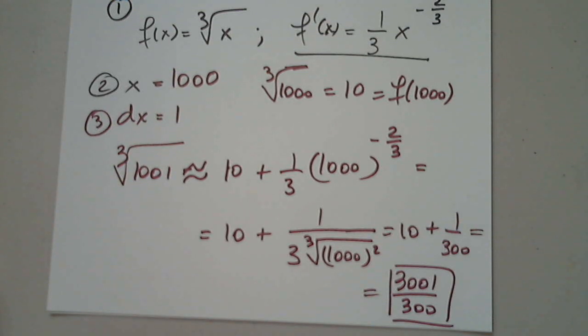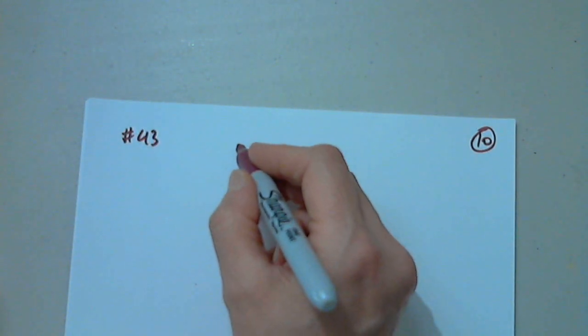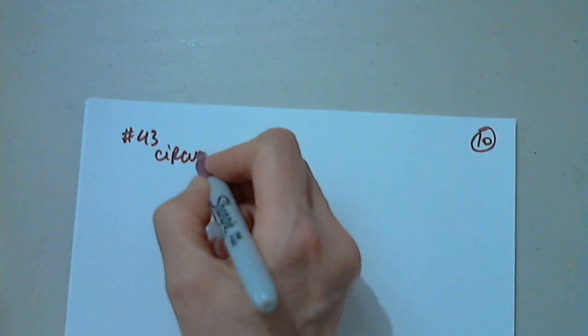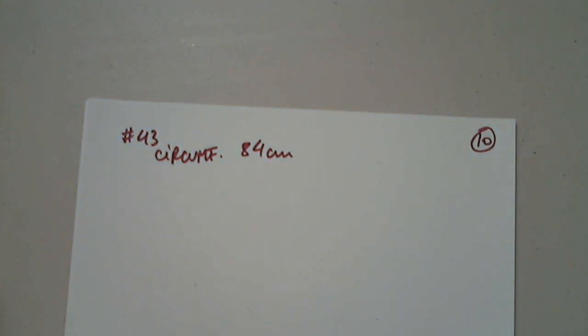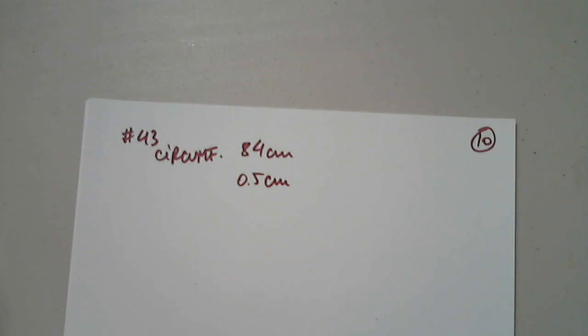So what about the circumference of a sphere was measured to be 84 centimeters? I'm on page 10, so this is 43. So 84 centimeters circumference, with a possible error of 0.5 centimeters. Use differentials to estimate the maximum error in the calculated surface area.